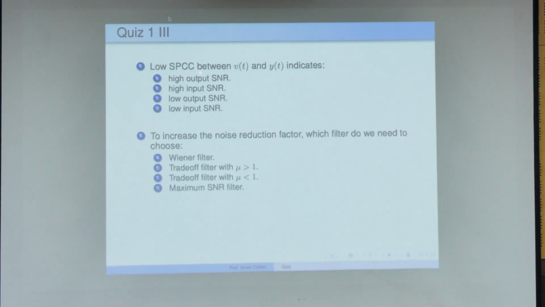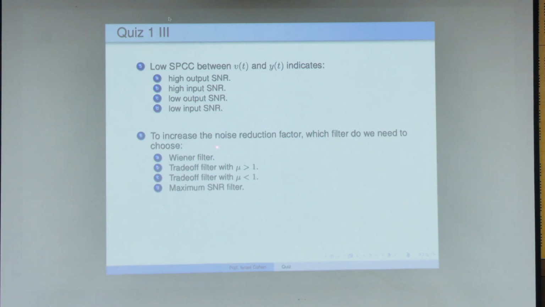Five. Low SPCC between V and Y indicates A, B, C, D. B, let's think about it. The squared Pearson correlation coefficient, if it's low between V and Y, what does it mean? If it's low, it means that the noise is low. If the noise is low, it means that the input SNR is high. So it's B, high input SNR. Okay?